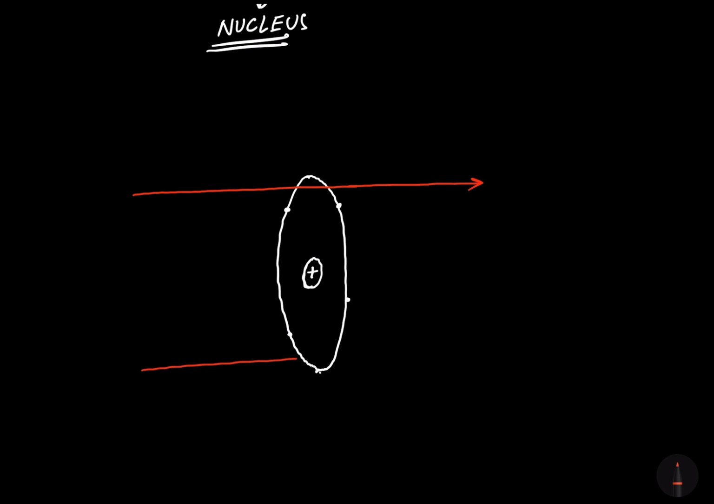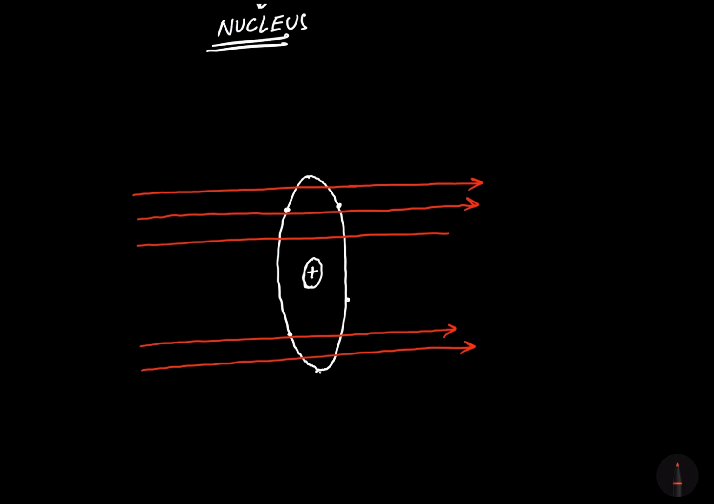This is also the first observation. The alpha particle went straight without any deflection. Again, the alpha particle went straight without any deflection, and this alpha particle also went straight without any deflection.